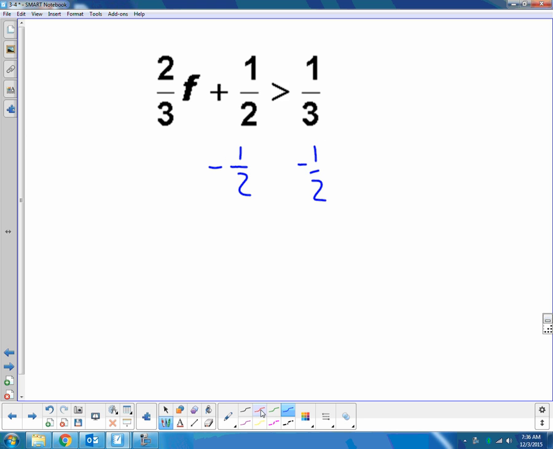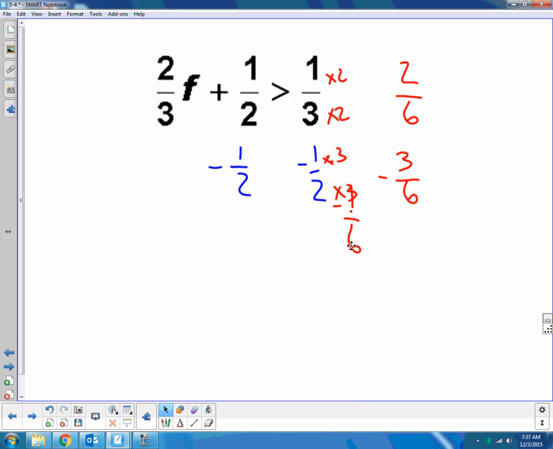Of course, I do need to have common denominators. So I'm going to choose sixths as my common denominator. Of course, I need to change the numerator as well by the same ratio. So 2/6 minus 3/6, negative 1/6 is what I get from that. And so what I've got left is 2/3 f is greater than negative 1/6.